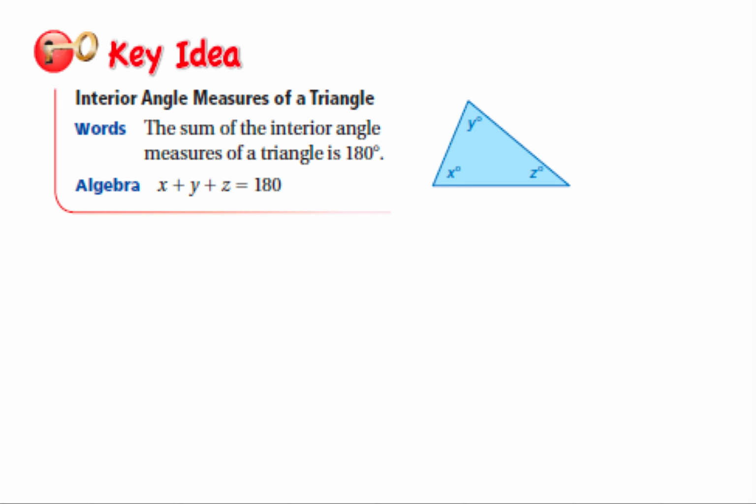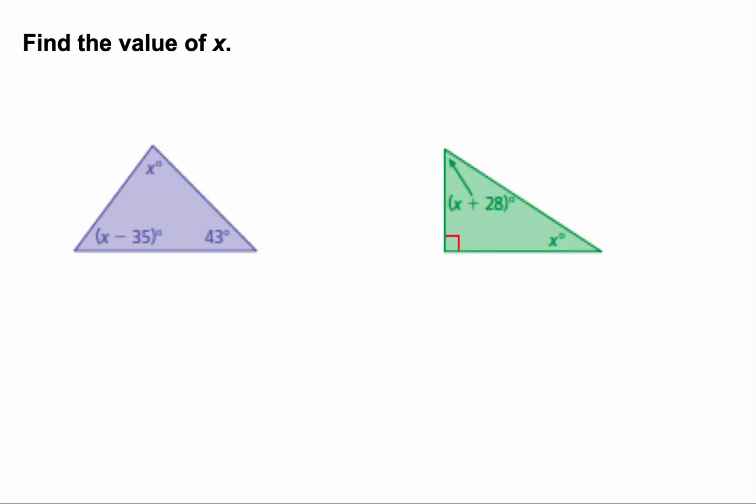So our key idea, we actually learned this in chapter 7: the interior angle measures of a triangle add up to 180 degrees. They show you that with algebra, they show you that with words. The difference between these triangles and the majority of the ones you saw in chapter 7 is these are going to give you longer, more complicated equations than what we saw before. And we're going to have to solve them using equations instead of just doing addition and subtraction. Okay, so we're going to write an equation.